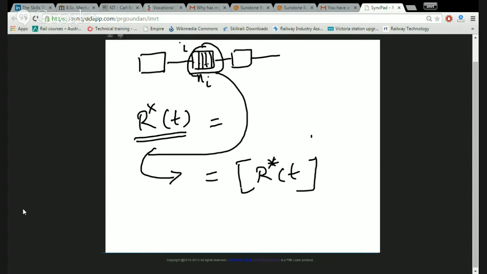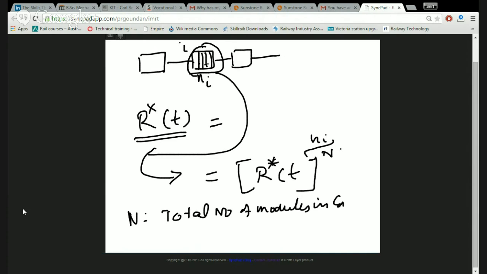Where n is the total number of modules in the full system. Total number of modules in the complete system. That will be equal to the sum over i equal to 1 to n, which will be N.